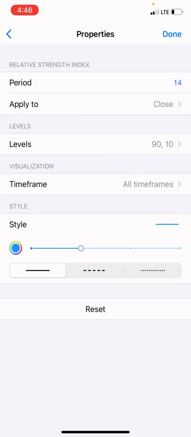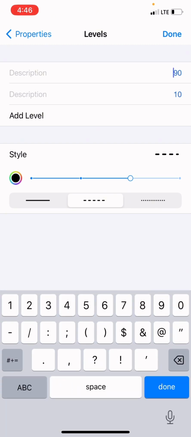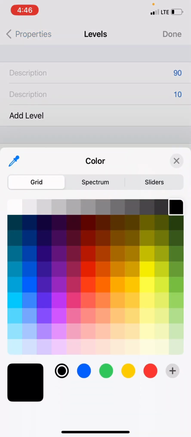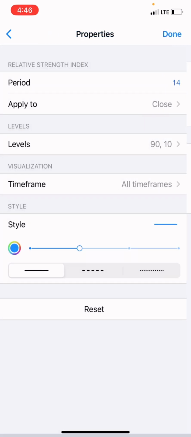For the period on the Relative Strength Index, you choose period 14, then you apply to close. Then the levels: the first level right here you put at 90, and the second level is going to be 10 right there. And the style, you can choose any color of your choice, but you can see right here I chose black and I use 3 pixels. The line is going to be the line with space, which you can see right here in the middle. After that, you click on done real quick.